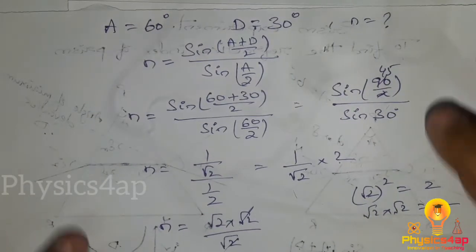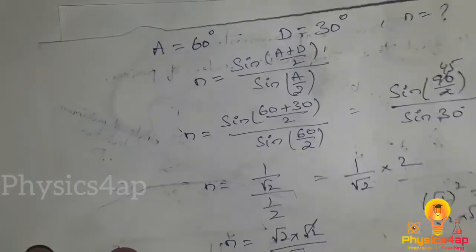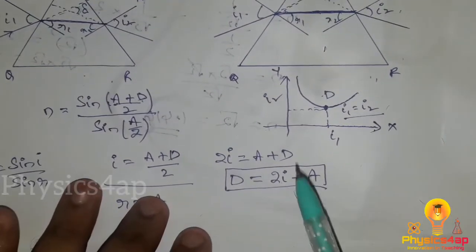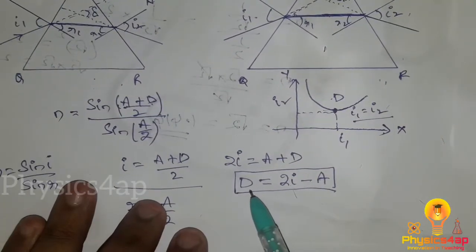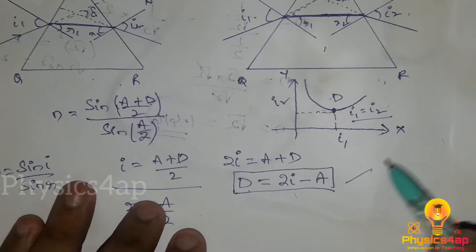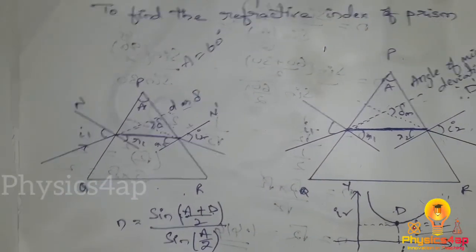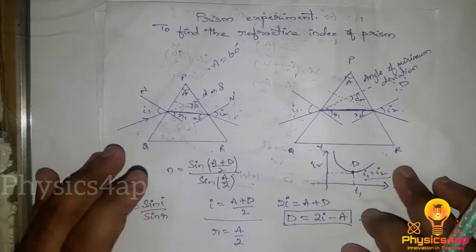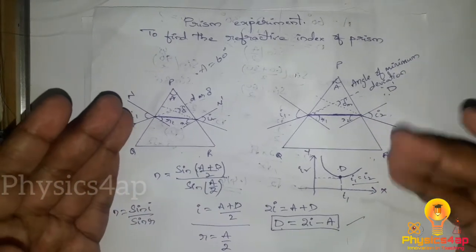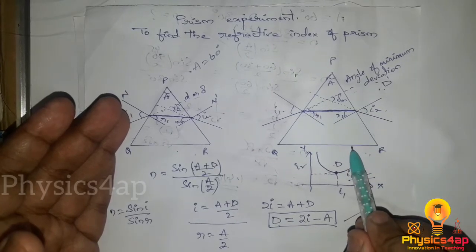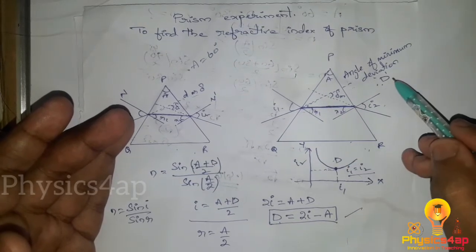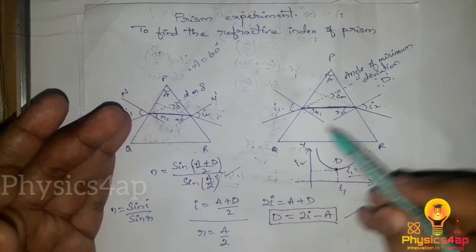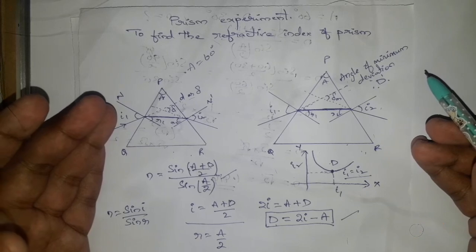So we can find this type of numericals by using this formula, or otherwise, if they tell you to find the angle of minimum deviation, we use the formula D equals 2i minus A. So this is the overall experiment to find the refractive index of the prism. Make sure that the ray should be parallel to the base of the prism, then you will get the minimum deviation. By using this minimum deviation, you can find the refractive index of the prism.